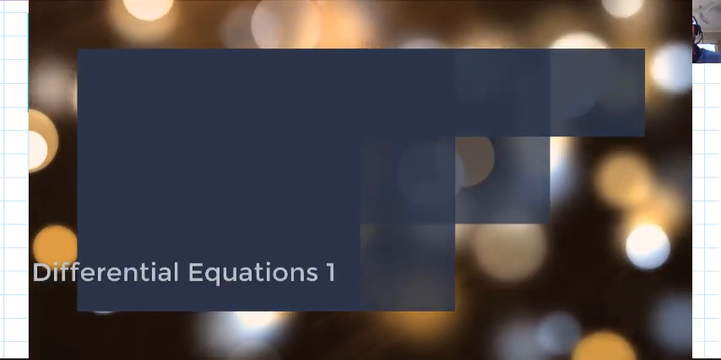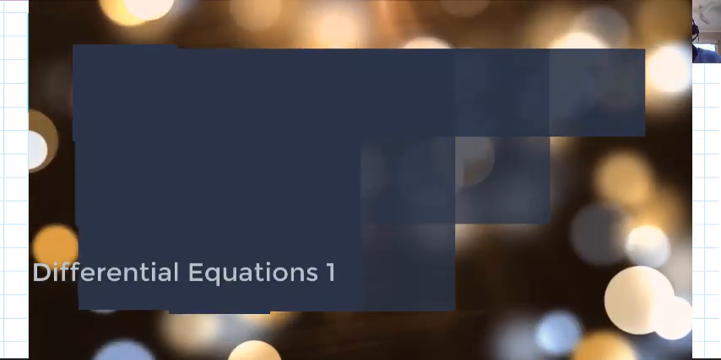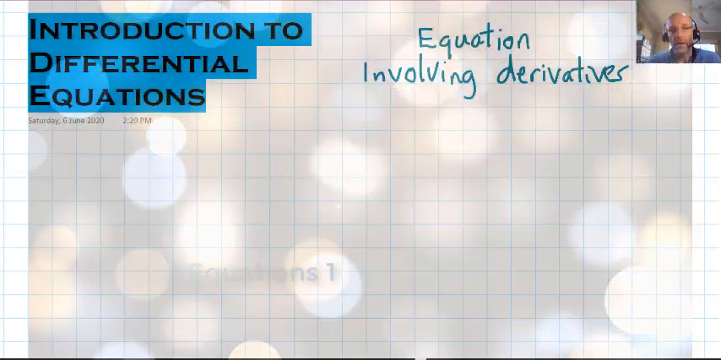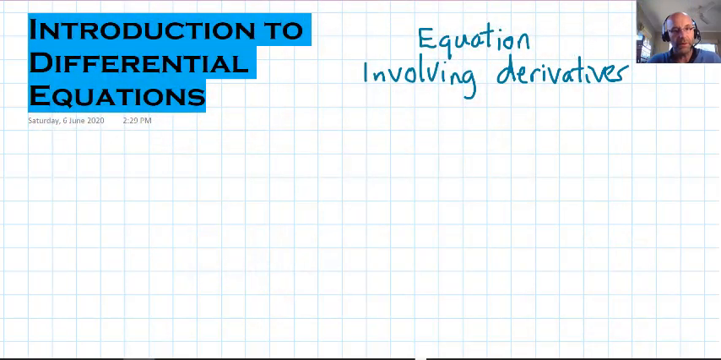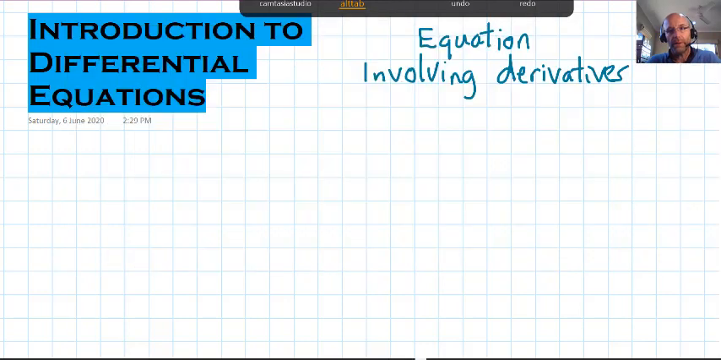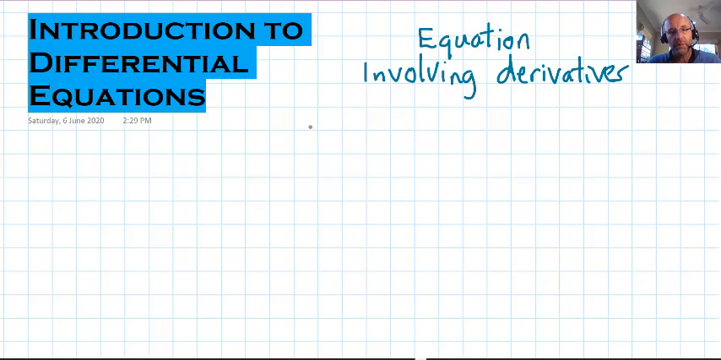Okay, this is an introduction to differential equations. A differential equation is an equation that involves derivatives. So a differential equation contains derivatives. An important part of what we do is to solve these. When we solve them, the solution is actually an equation.